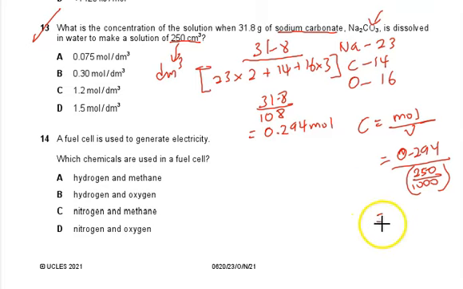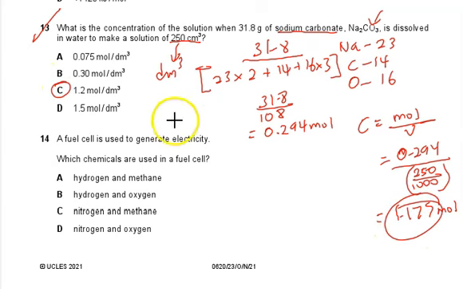So I'm getting here the answer of 1.177 mole per dm cubed. So we can simplify this as 1.2. Okay, so this is the answer for this solution.